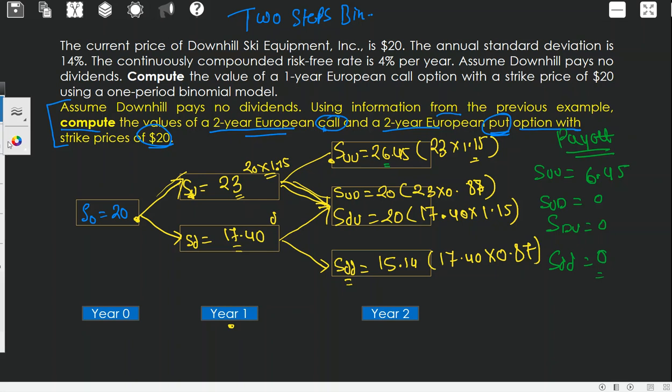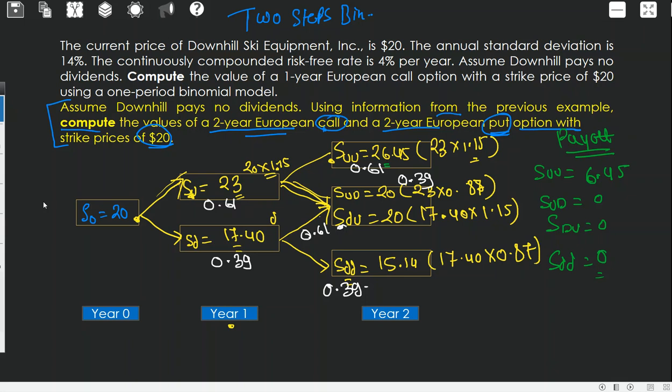Now recall our probabilities. Our up move probability was 0.61 and down move probability was 0.39. Again, up move is 0.61, and this is 0.39. Here we consider this 0.61 for the up move portion, and this is the down move portion, 0.39.